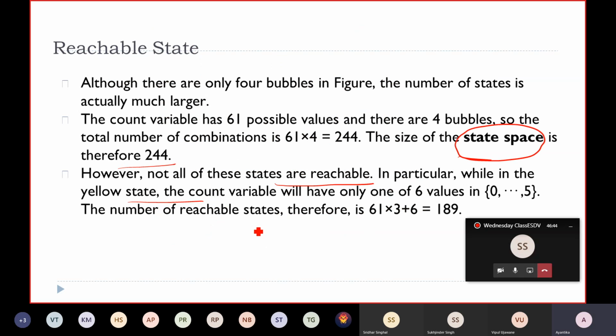So in this way, the number of reachable states becomes 61 into 3 for the red, green, and pending states, and 6 for my yellow state. So in this way, the total number of reachable states is actually reduced compared to whatever my total state space can be.